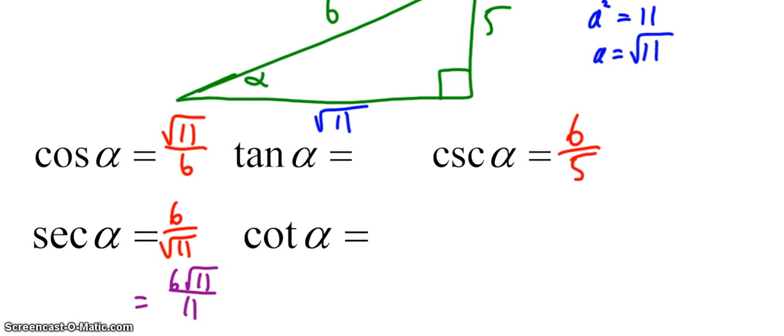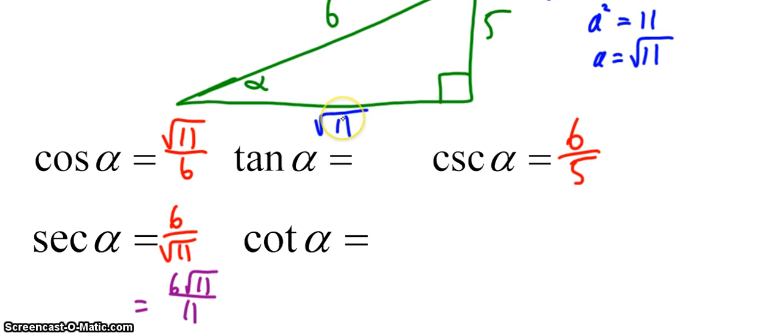Tangent. So tangent is opposite over adjacent. So that is going to be 5 over root 11, or if I rationalize, that would be 5 root 11 over 11. Cotangent is the reciprocal, so that will be root 11 over 5.